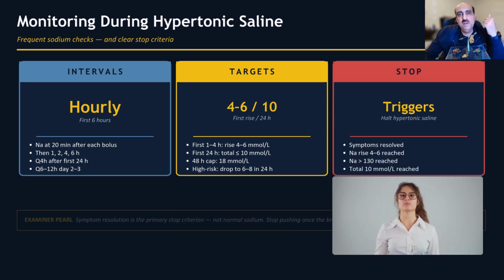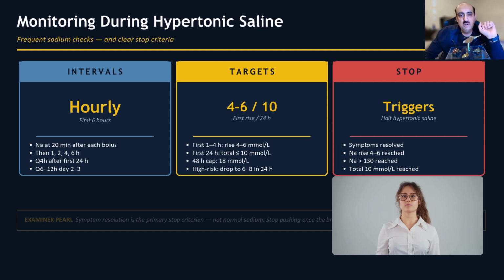And remember, when to stop the hypertonic saline, there are 4 triggers. First and foremost, and the most important one, is when the symptoms have resolved. So our aim is to balance homeostasis. You need to protect the brain. Once the symptoms have resolved, just stop.